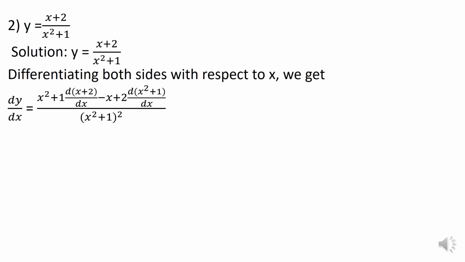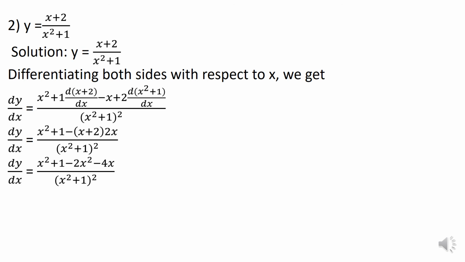In the next step, now x square plus 1, that is the denominator, is written as it is initially. What is the differentiation of x plus 2? X becomes 1 and 2 becomes 0. So thus into 1, x square plus 1 remains as it is. Minus x plus 2 into, x plus 2 is the numerator, numerator into differentiation of denominator. Denominator is x square plus 1. What is the differentiation of x square plus 1? X square becomes 2x and 1 becomes 0. Thus we get the expression x plus 2 into 2x.